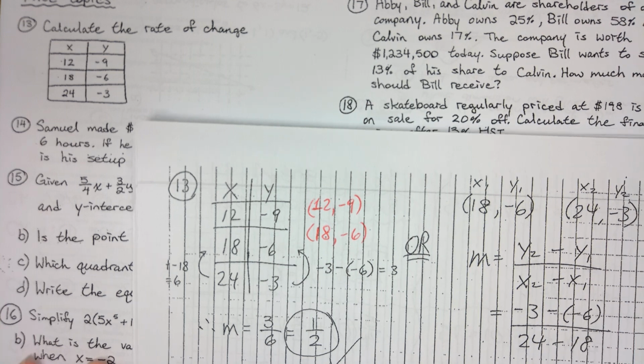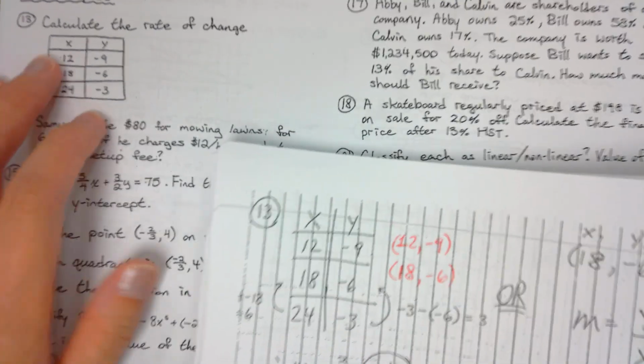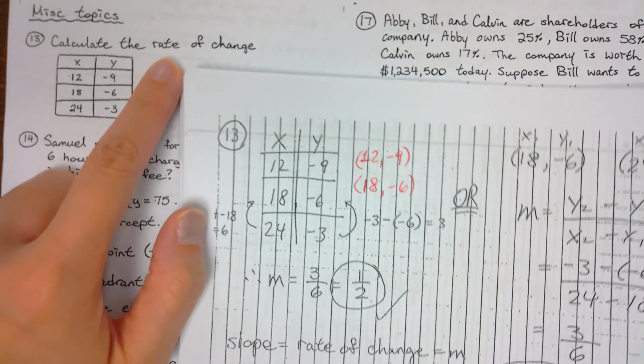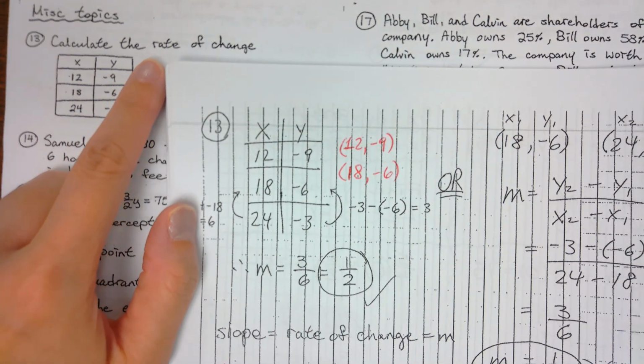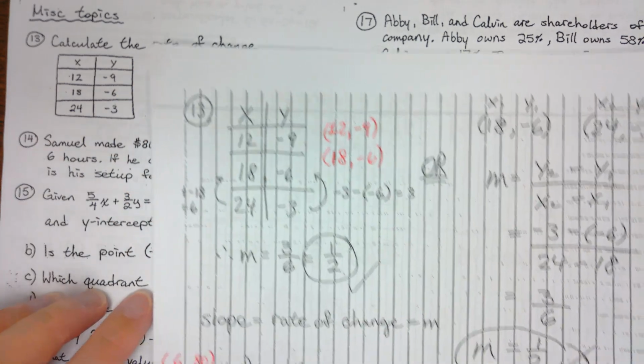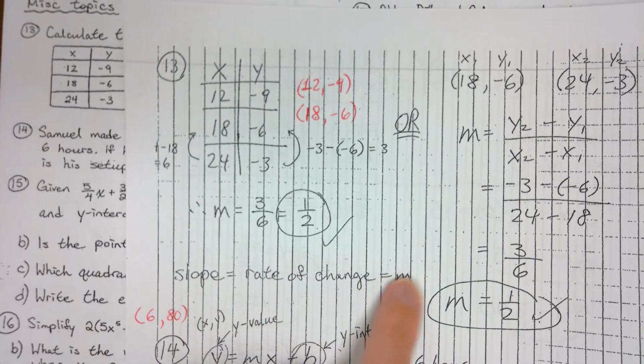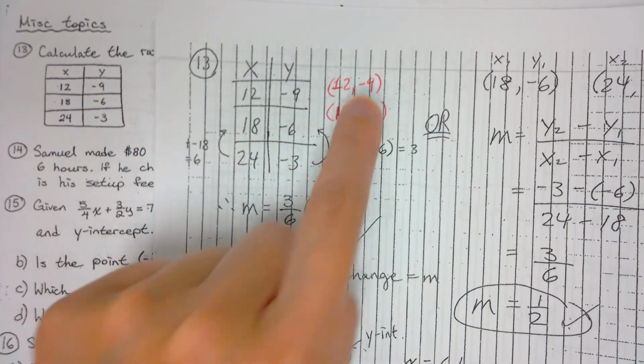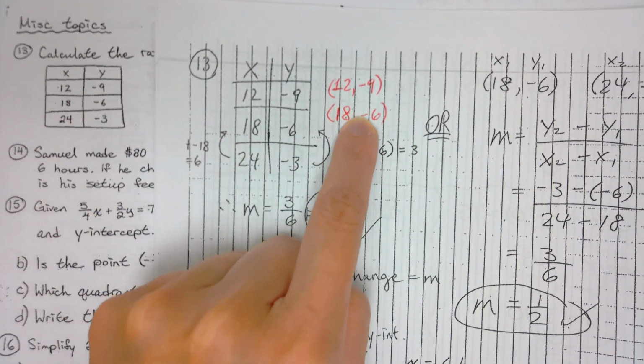Okay, so continuing with picking up the review package, number 13 right here, calculate the rate of change. What's another word for rate of change? Casey? Slope, right? Slope, rate of change, they all mean the same thing. So technically, when you're given a table, you're basically given the three coordinates.